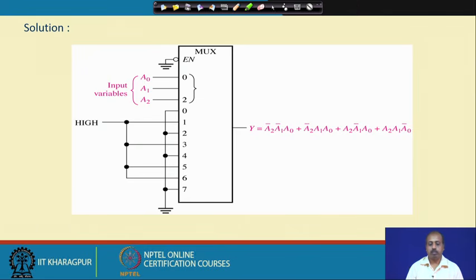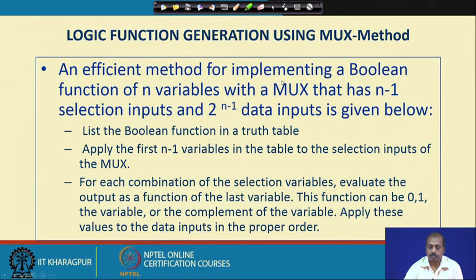What we need to do is, some of the data inputs are to be tied high, some of the data inputs are to be tied low, and the combinational function variables should be tied to the select lines of the multiplexer, and definitely the enable line has to be activated. So, how can I do these things? This whole operation can be summarized like this.